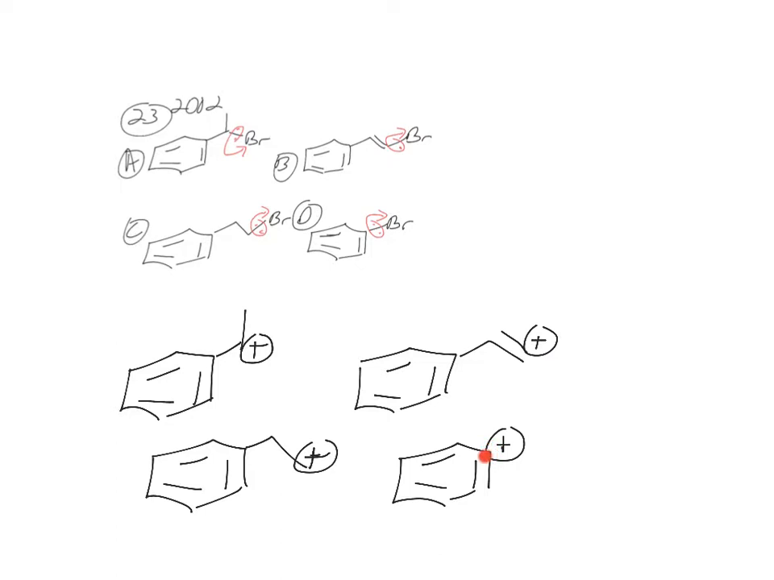Again, sp2 hybridized carbocation. Can this be stabilized by resonance? This is what they're trying to get you, right? Some people think this can be stabilized by resonance. It can't, because there's an empty orbital there. It's perpendicular to the p orbital system. So the answer is A.